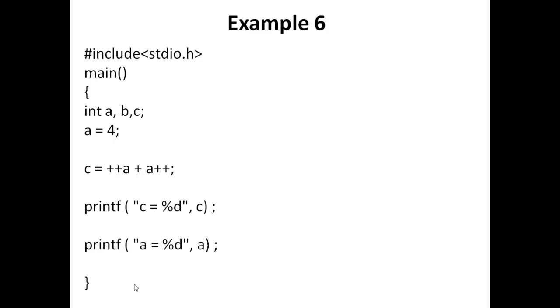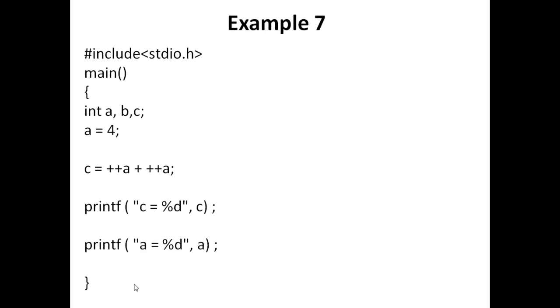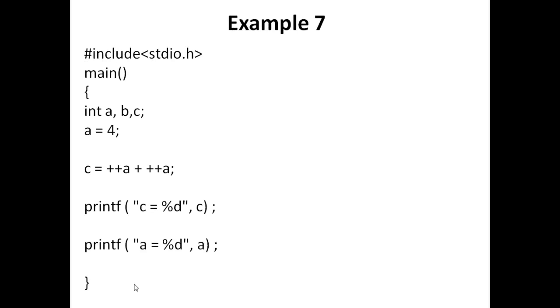Because after the pre-increment the value of a will be 5. Next, we are doing the pre-increment and we are adding the variable a. So the first value will be 5, and next the value will become 6. So 5 plus 6, it will be 11. And if I try to print the value of a, you will see a is 6.